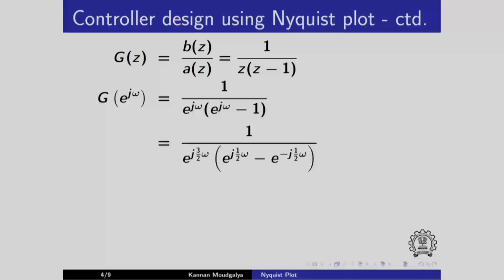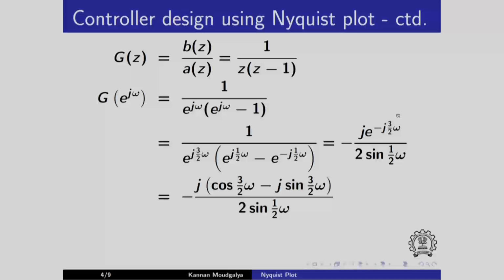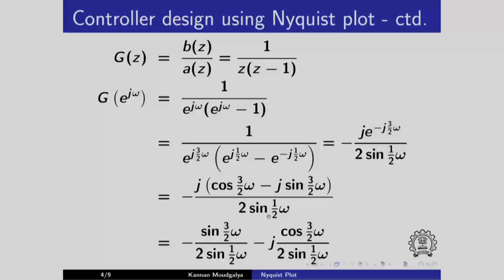Let us simplify this. What I have done is I have pulled out exponential half j omega outside. So I get exponential 3 by 2 times j omega here, and I get exponential minus half j omega here, and I can write this as this factor goes to the numerator, and what is inside the bracket becomes 2 sine half omega using Euler's formula. Then I apply Euler's formula here to the numerator to get this cos of 3 by 2 omega minus j times sine of 3 by 2 omega.